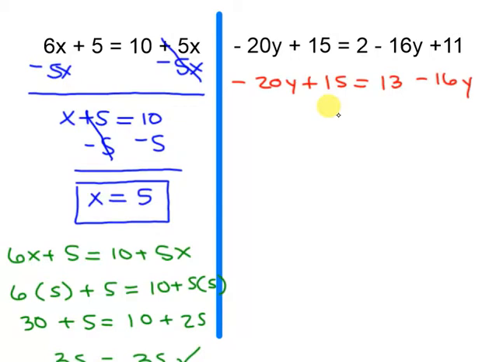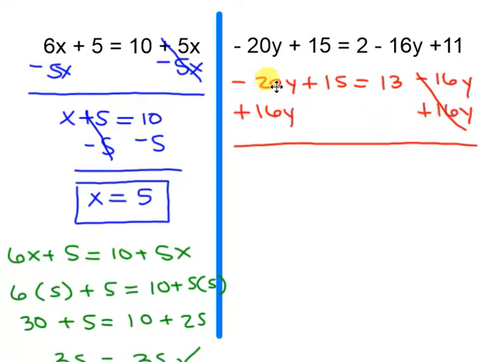Okay, now I need to move my variables over to the left. So here's minus 16y, so the opposite is plus 16y. And I'm going to go right under the variable here. Make a big equal sign. Okay, minus 16y and plus 16y cancel out. Negative 20y plus 16y is going to be negative 4y. Bring everything else down.